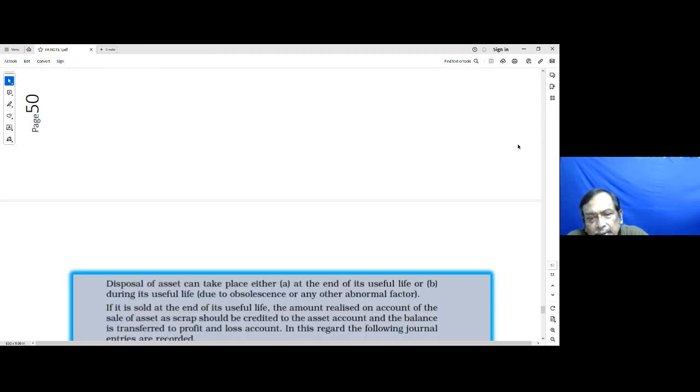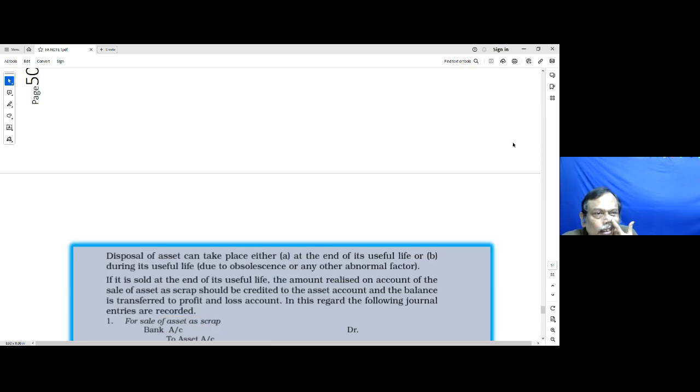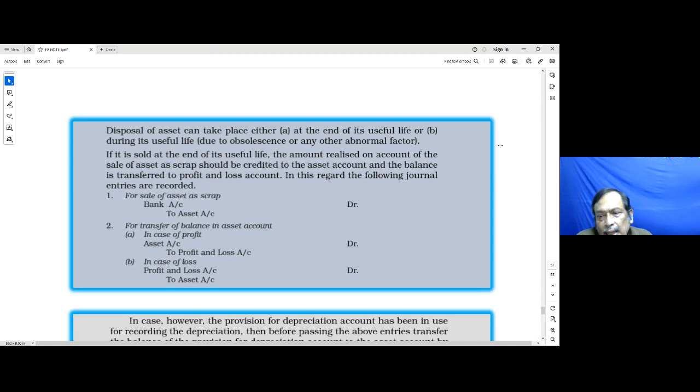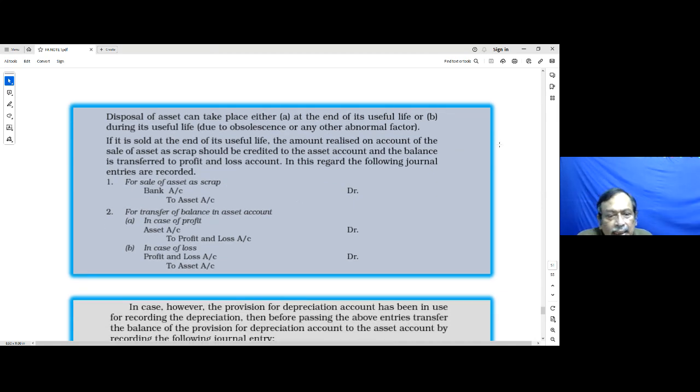Now we are coming to disposal of the asset. If an asset is sold or disposed of, then how these are recorded, that I am discussing.